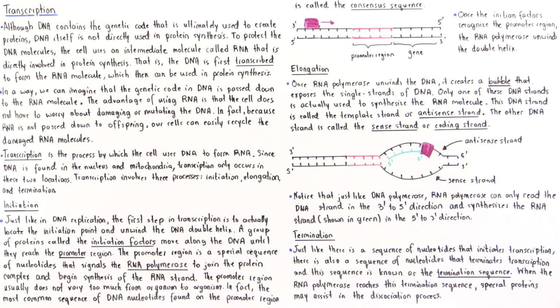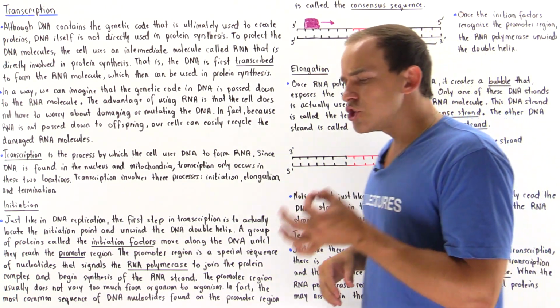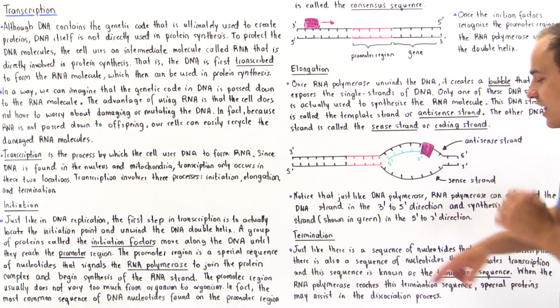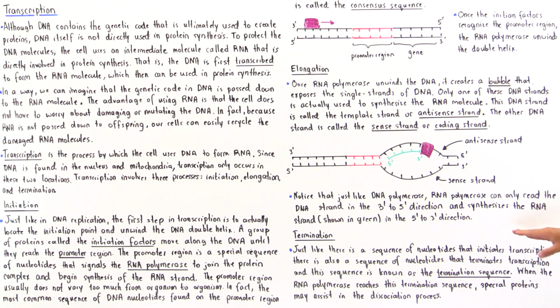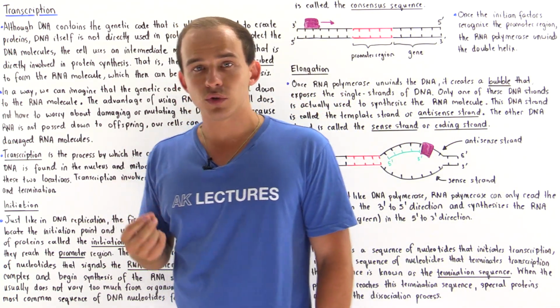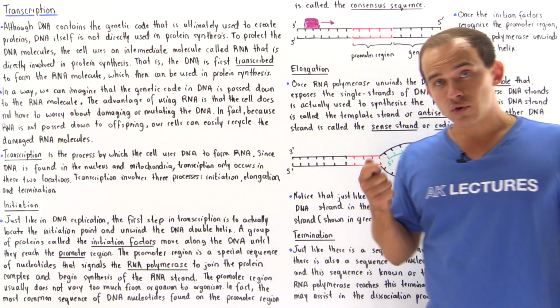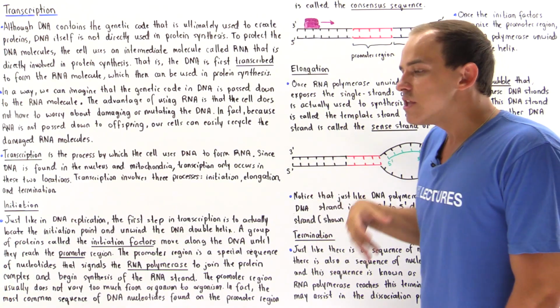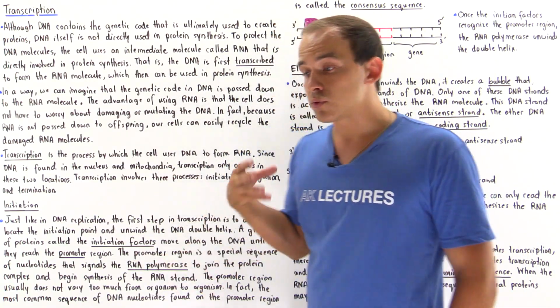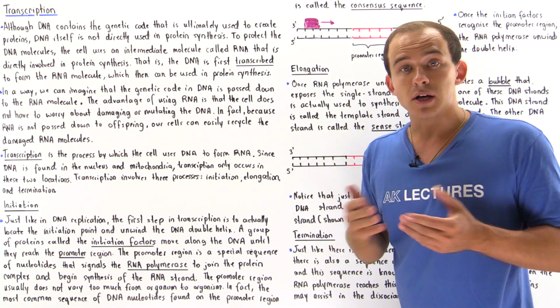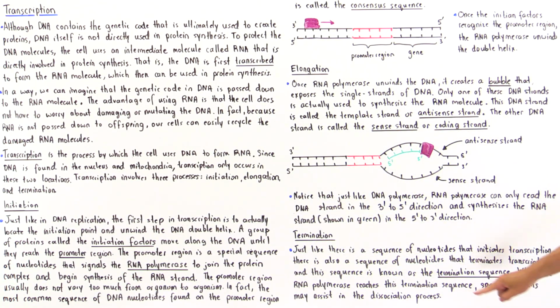Now, what about the process of termination? So, just like there is a sequence of nucleotides that initiates the process of transcription, there is also a sequence of DNA nucleotides found on the double-stranded DNA that also signals the process of termination, the process by which our transcription basically stops. And the sequence of DNA nucleotides is known as the termination sequence.